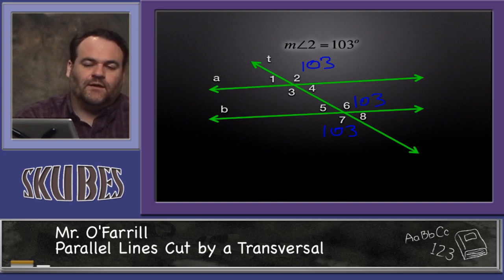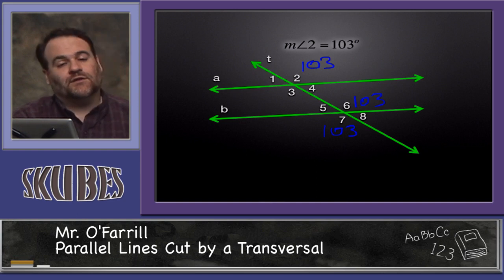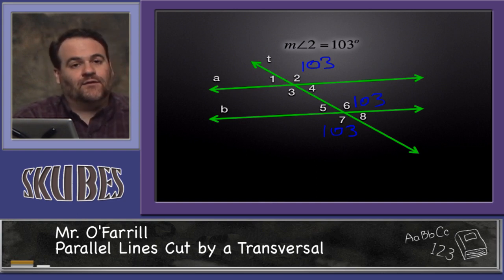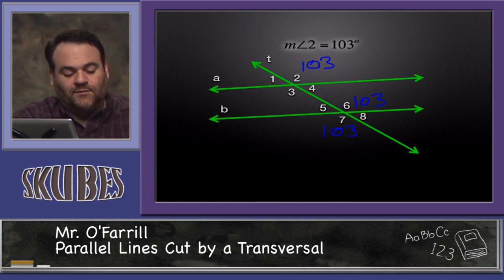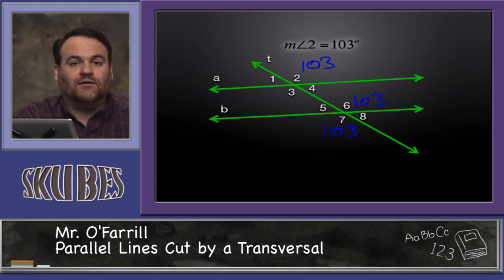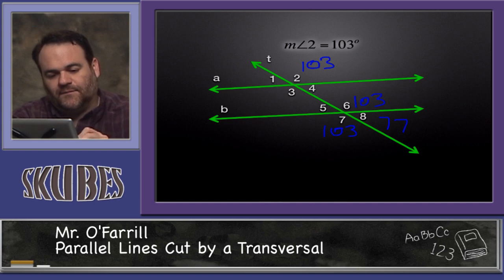103 degrees. And finally, the one that we did not talk about officially, but same side exterior angles. Which angle is a same side exterior to angle 2? Fantastic. Angle 8 is same side exterior. And what is the relationship for same side exterior angles? They're supplementary. So angle 8 is 77 degrees.